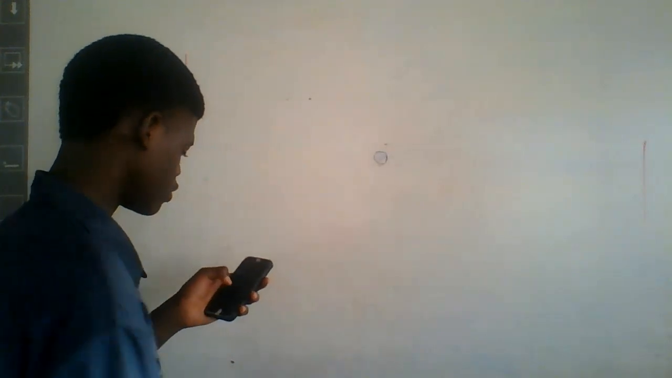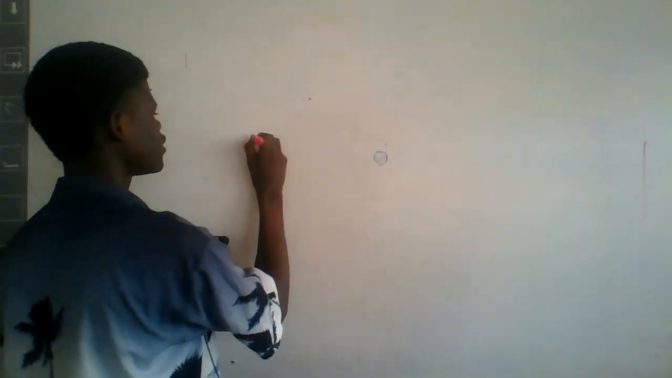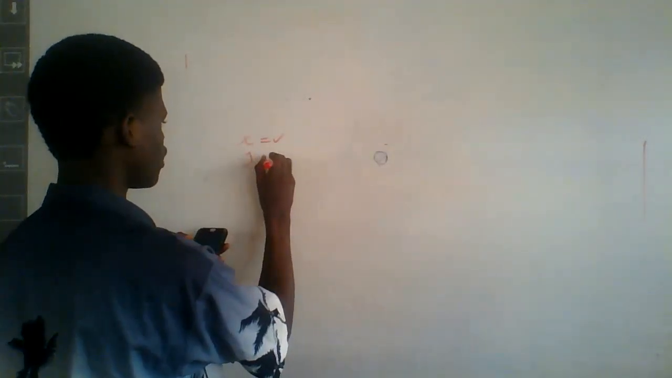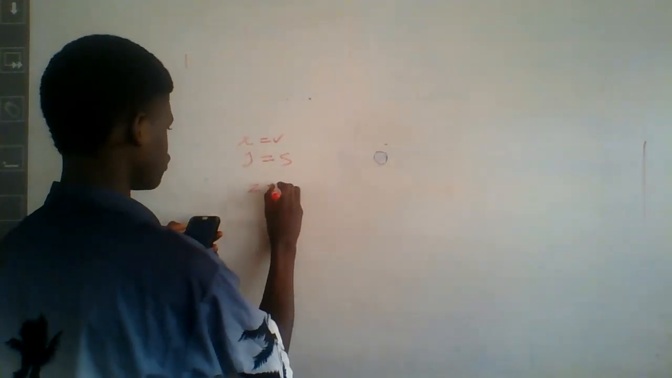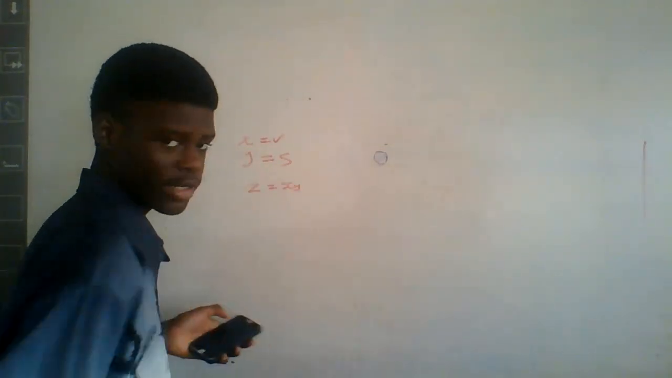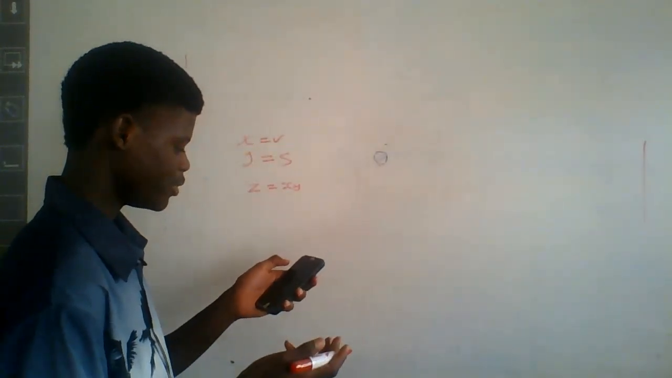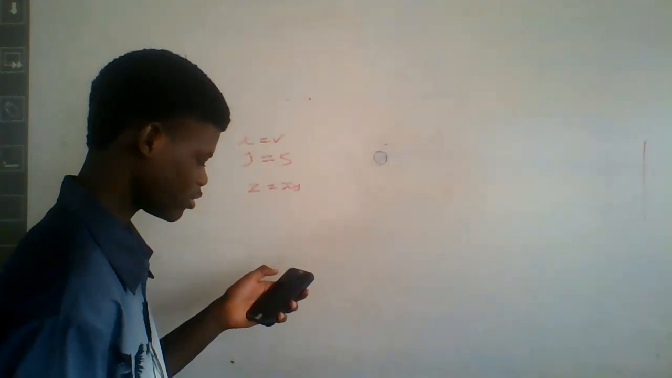So let's go. Number one, they said if x is a vector and y is a scalar, and z is equal to xy, then what is z? A, vector; B, scalar; C, vector or scalar; D, not a quantity.